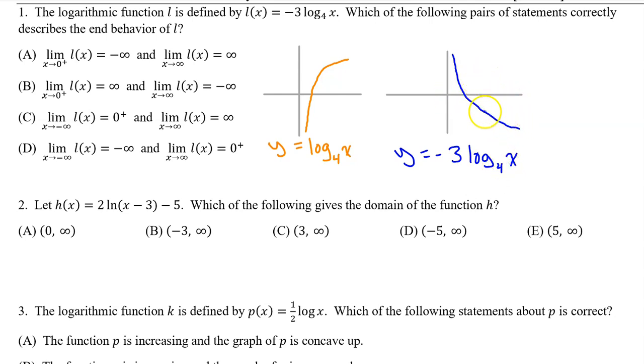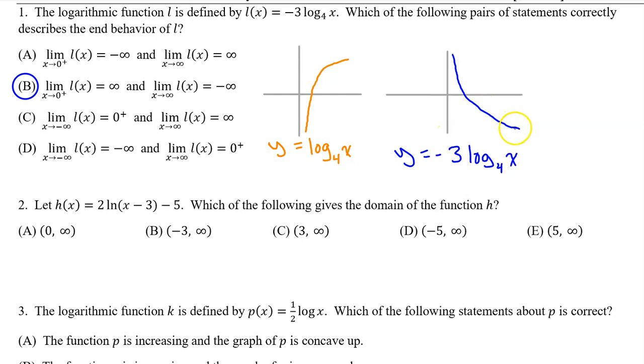The limit as x approaches 0 from the right is positive infinity. As we approach the y-axis, the function rises. So let's see. It looks like the answer is going to be B, because this is the only one that says the limit as x approaches 0 from the right is positive infinity.